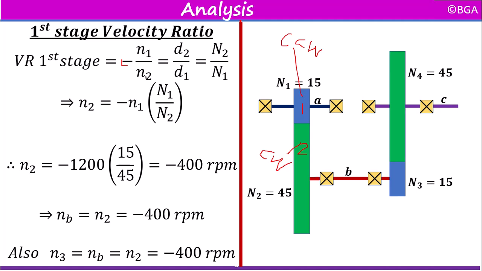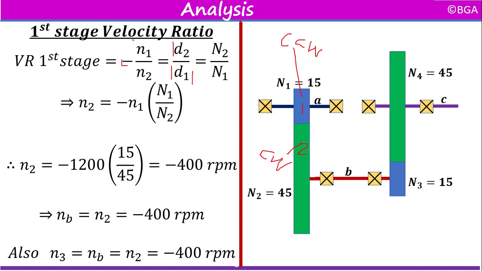This is the RPM of the driven gear. Or still, velocity ratio can be expressed as the ratio of the diameter of the bigger gear to the diameter of the smaller gear, or the diameter of the driven gear to the diameter of the driver gear, or in terms of number of teeth. So in this case, the number of teeth of the driven gear to the number of teeth of the driver gear can also provide us the velocity ratio for that stage.